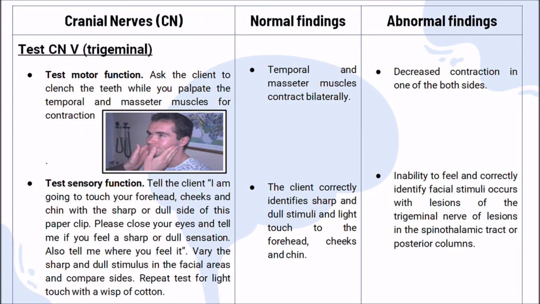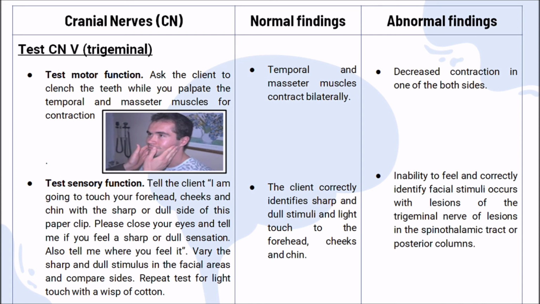Test for cranial nerve number 5, trigeminal. Instruction: first, test motor function. Ask the client to clench the teeth while you palpate the temporal and masseter muscles for contraction. Clinical tip: this test may be difficult to perform and evaluate in the client without teeth. Normal findings: temporal and masseter muscles contract bilaterally.